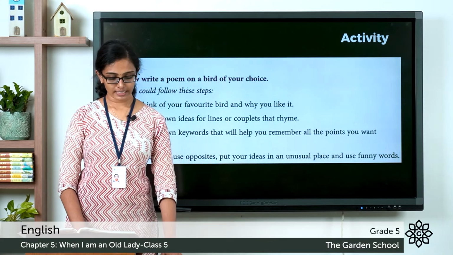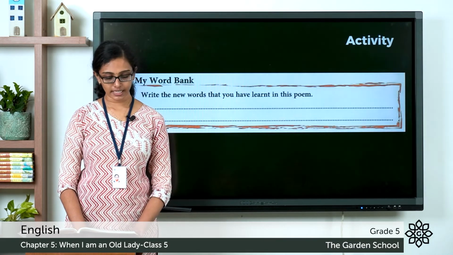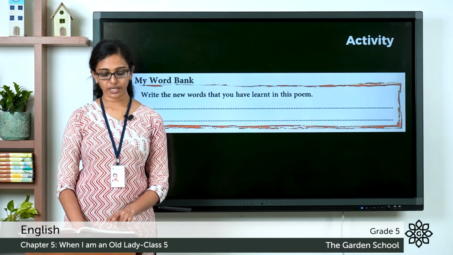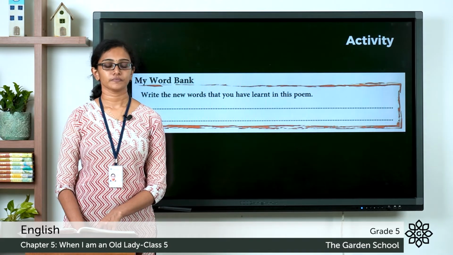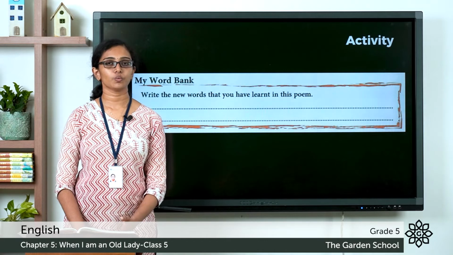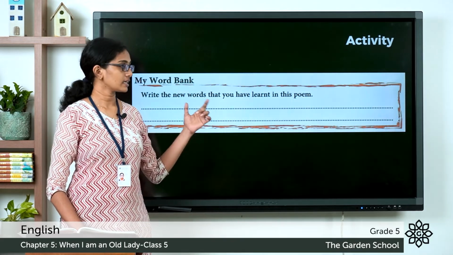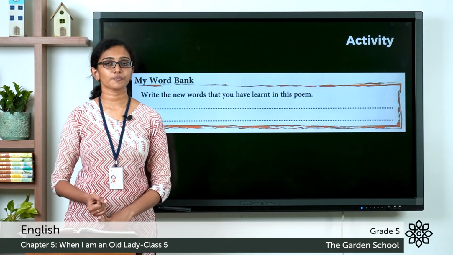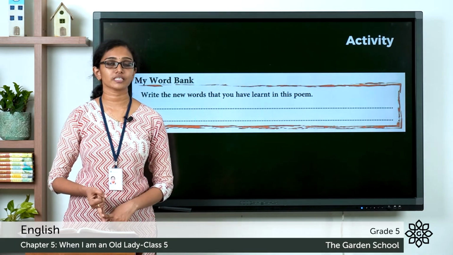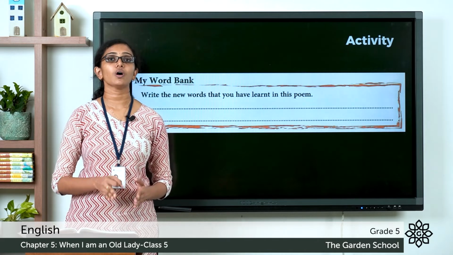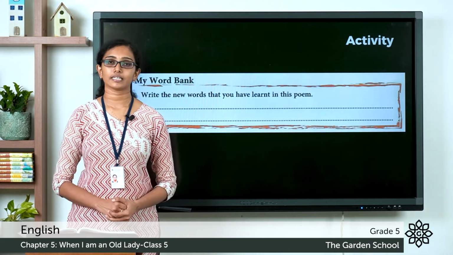And below that there is this My Word Bank exercise. You have to write the new words that you have learned in this poem. So you might have come across some new words. So you have to write these new words in the space provided here. Get to know the spelling, get to know how to pronounce these words, and also you should know how to use these words in a sentence.